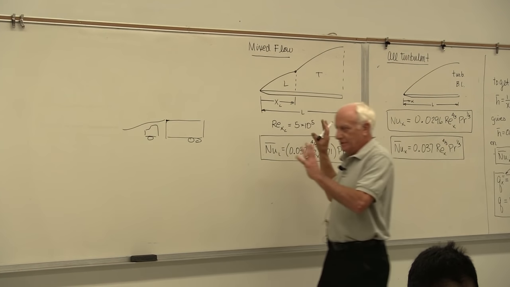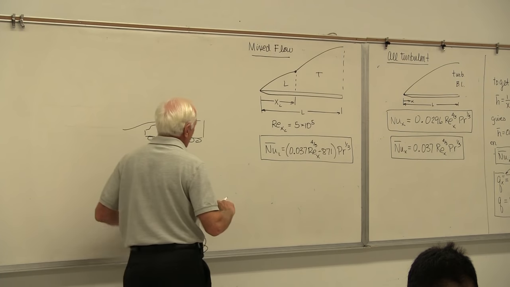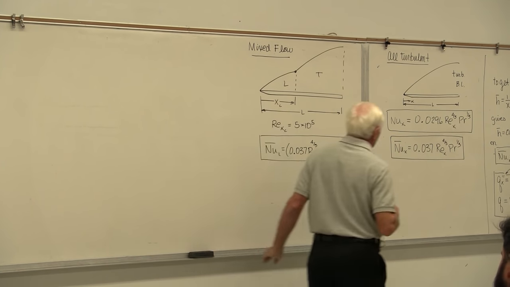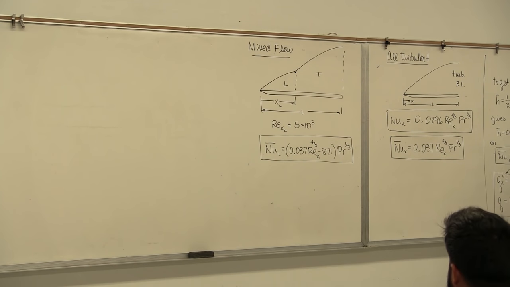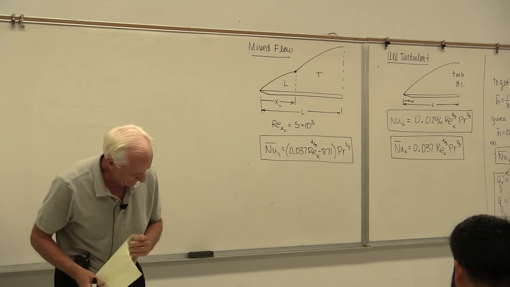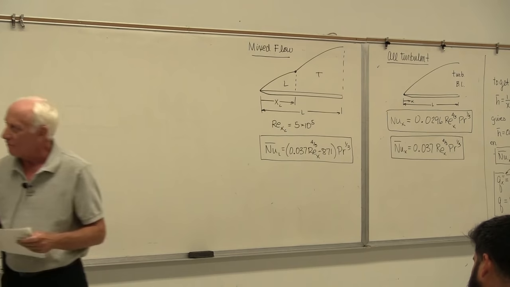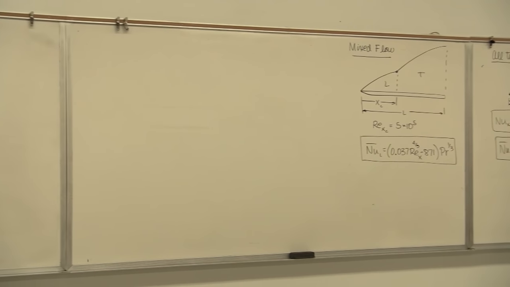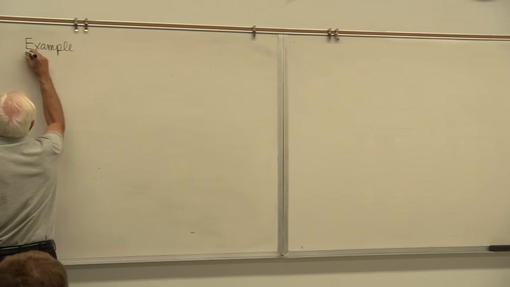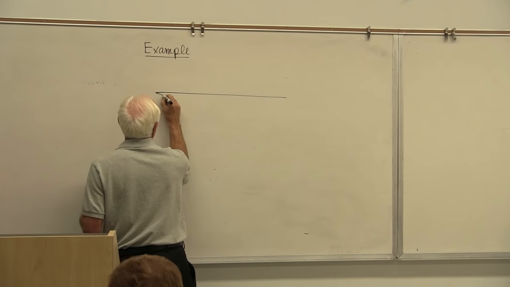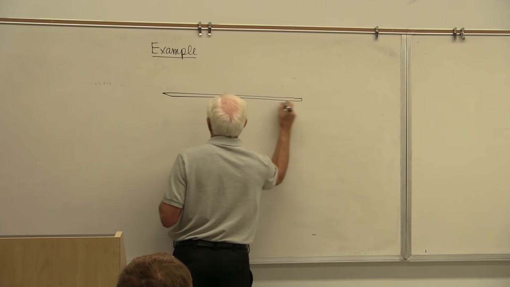Okay, so back to here. There's your three pictures, and all the equations you need to solve everything on these kinds of problems. We'll do that one first. So we're going to take water flowing over a flat plate. Here's our flat plate. It's 50 centimeters in length.